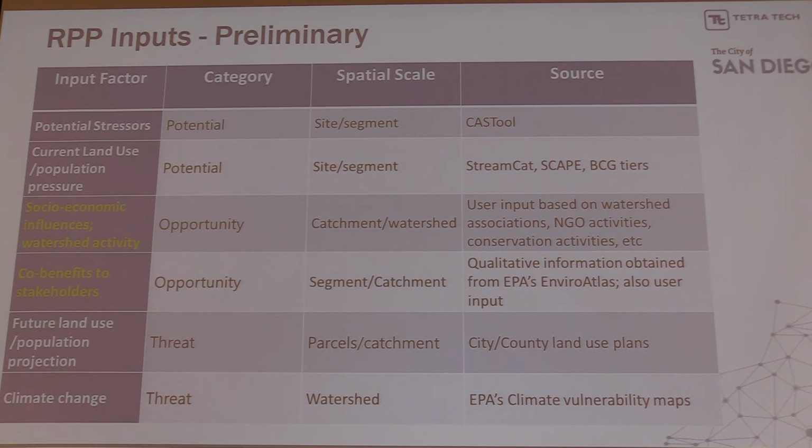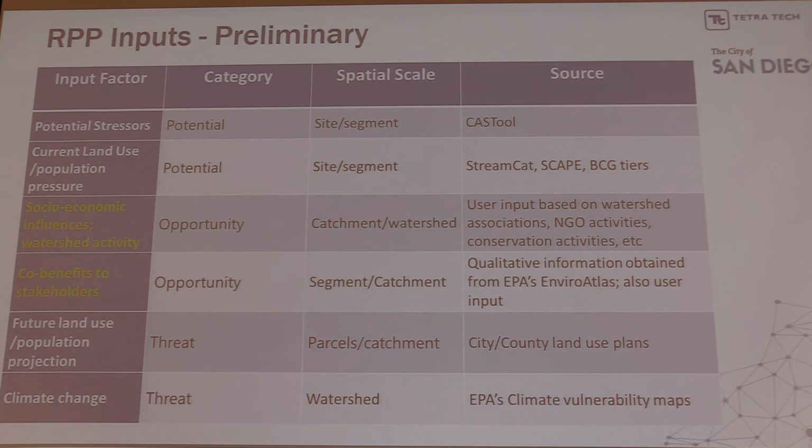And then, again, this is preliminary, but what I have here are the input factors that I'm listing. This is the kinds of things I've just been telling you, and which of the three categories they fit in, okay? And each of these things would be scored in different ways. I'm also giving you the spatial scale, which is different for some of these things, as well as the source of information. So likewise, the potential stressors come from this screening causal assessment tool. We get the StreamCat, SCAPE, BCG tiers would be more for the current land use constraints and so forth.